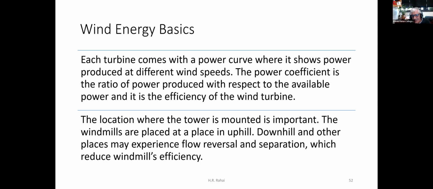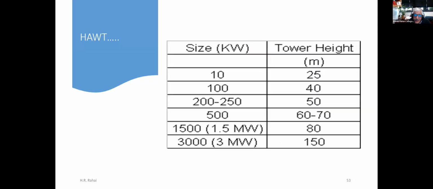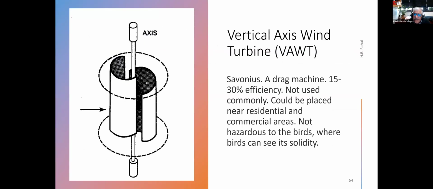So that's why the location where they put these towers is important, because of the speed of the wind. And these are the sizes and the height: 10 kilowatt, 25-meter height, tower height 140, 25 to 50, 50, and so on. Then there is a vertical axis wind turbine that nowadays has an efficiency of somewhere around 25%.